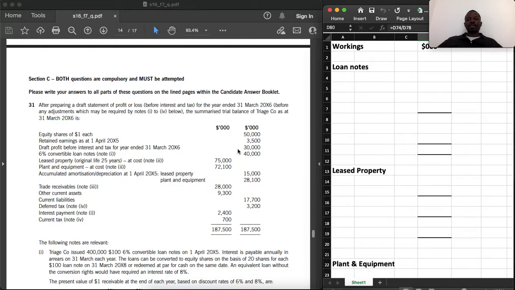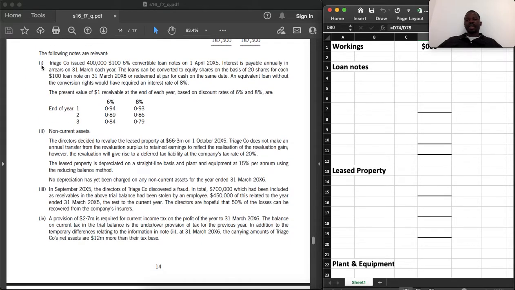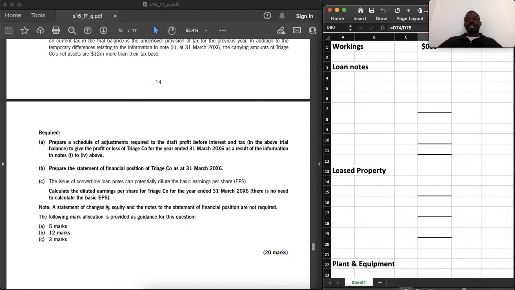We are given a profit of 30,000. So we are going to take into consideration notes number 1, 2, 3, and 4 to adjust that profit. And we'll be getting 5 marks out of that. Then B, prepare the statement of financial position of TCO as at 31 March 20x6. We are to get 12 marks for that.